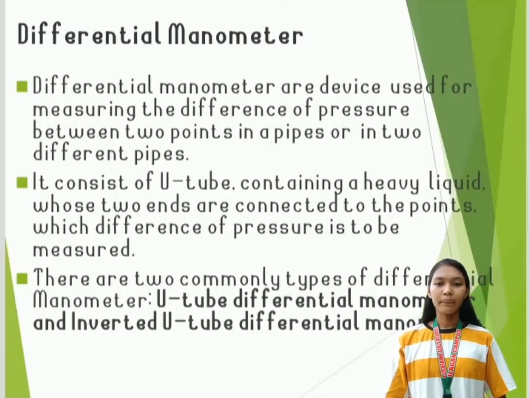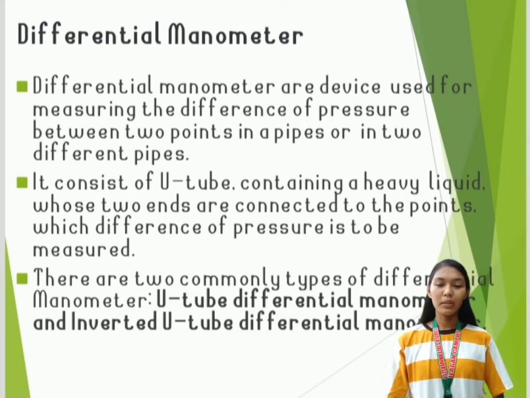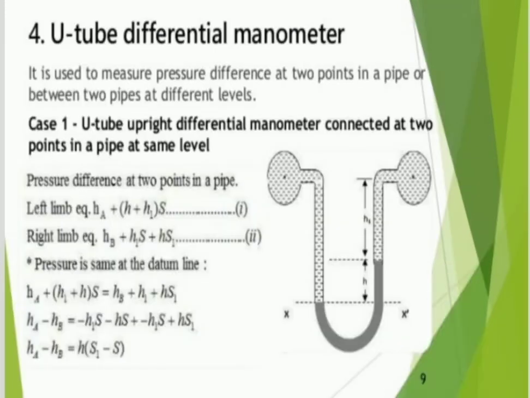Differential manometers are devices used for measuring the difference of pressure between 2 points in a pipe or in 2 different pipes. It consists of a tube containing a heavy liquid whose 2 ends are connected to the points whose difference of pressure is to be measured. This differential manometer has 2 common types: the U-tube differential manometer and the inverted U-tube differential manometer.